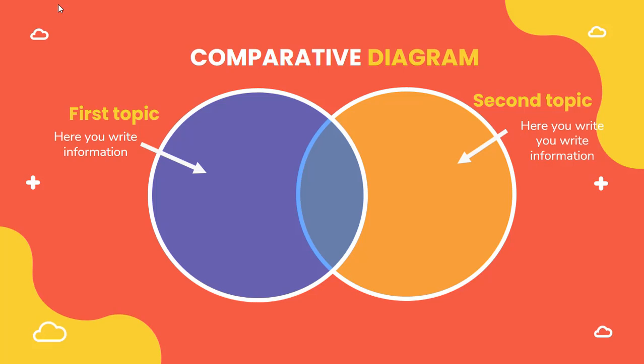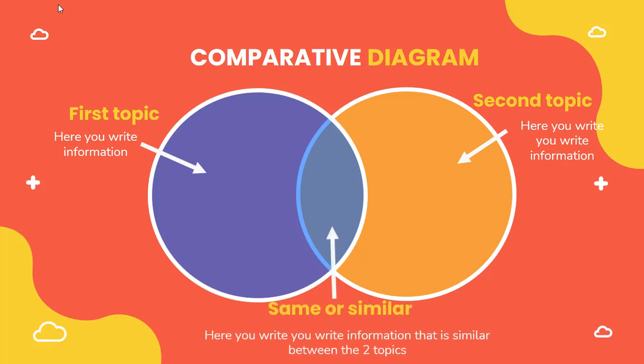So, en el primer circle, in the blue circle, escribimos la información de nuestro primer topic, nuestro primer tema, el que sea. Y en el segundo, the information from the second topic, okay? In the middle, donde los two circles se juntan, there goes the same or similar information, okay? In that place, you are going to write the information that is similar between the two topics, okay? En la parte del medio se escribe la información que es igual o similar de tus dos topics, es decir, lo que tienen en común, okay?